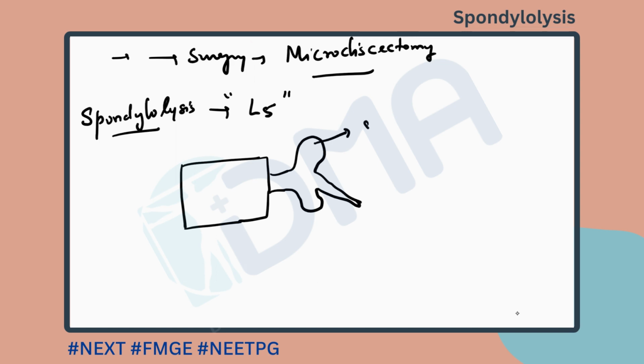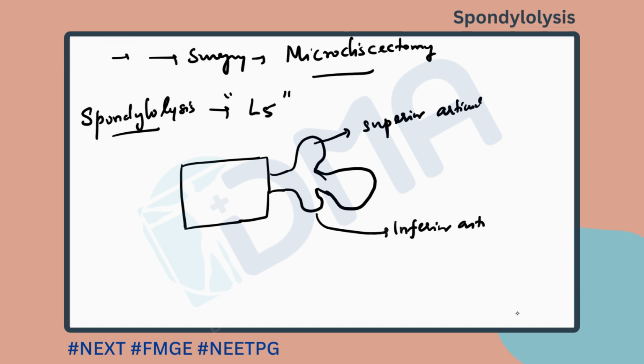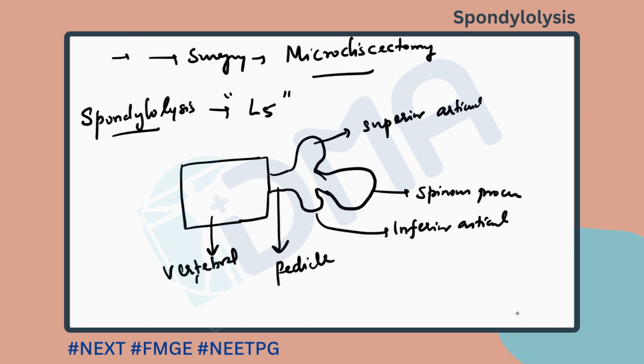So this is called the superior articular process. We'll draw the spinous process nice and big, because in the lumbar vertebra the spinous process is like this. So there is the superior articular process, this is the inferior articular process, and this is the spinous process. When you look at the vertebra from the lateral side, it will have these features. This is called the pedicle, and this is the vertebral body.